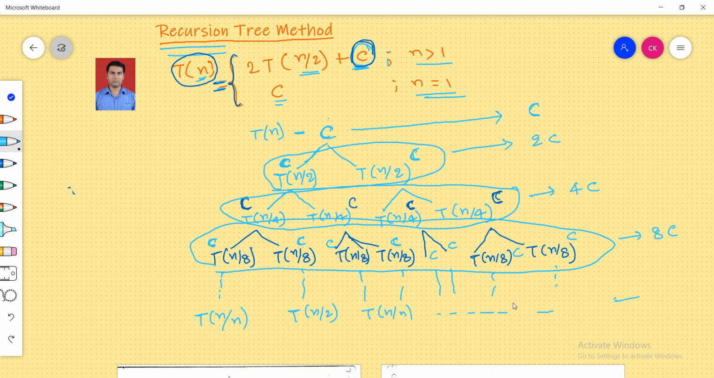So can you say the total amount of work done at each level? Is there any correlation? If the input size is n by 2, at this level the total amount of work done is 2c. Input size is n by 4, total amount of work done is 4c. Input size is n by 8, total amount of work done is 8c. So if the input size is n by n, the total amount of work done is nc.